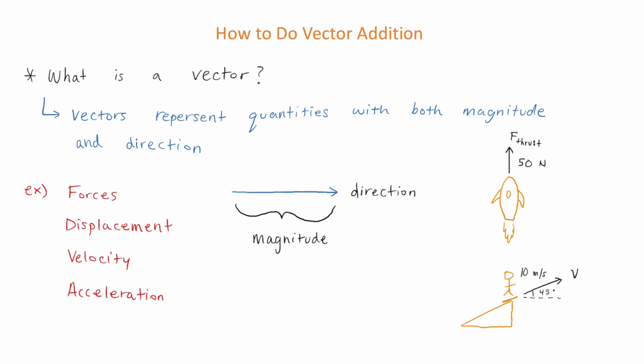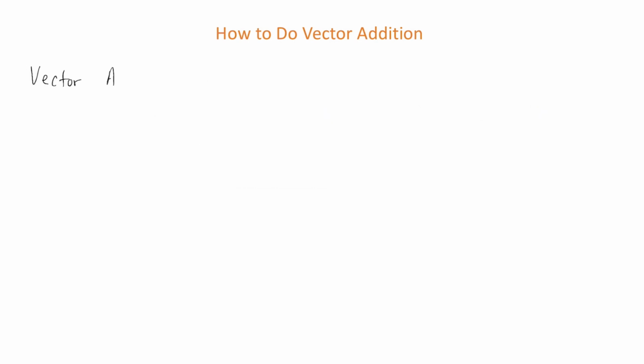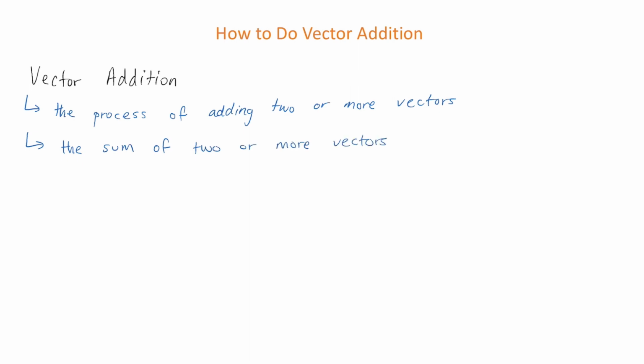And now that we've got a basic understanding of what a vector is, let's take a look at vector addition. Vector addition is just the process of adding two or more vectors. And the sum of these vectors is called the resultant. So we use vector addition to find the magnitude and direction of the resultant.